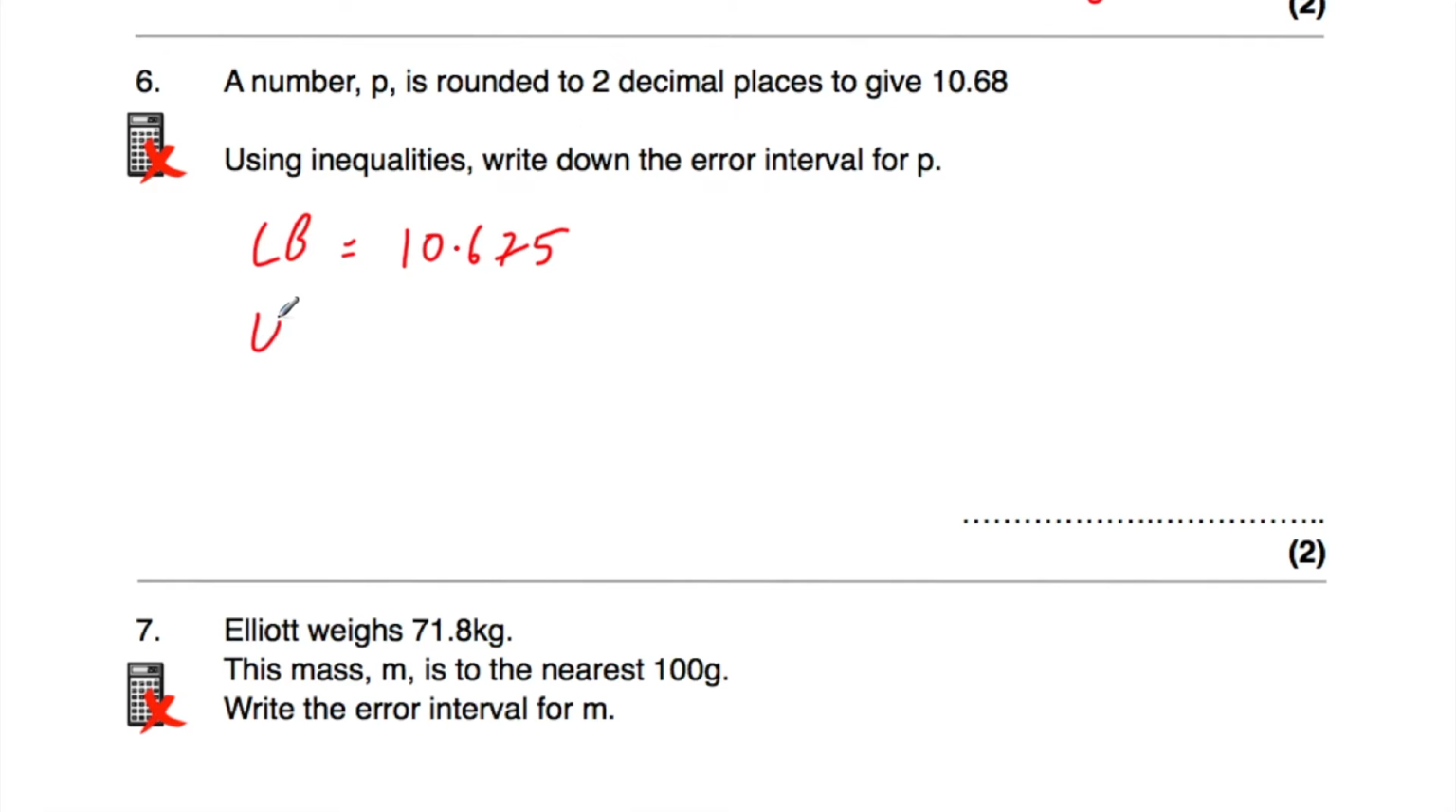Now, in terms of our upper bound, let's consider the numbers above 10.68 that would round down to 10.68 to 2 decimal places. The upper boundary would be 10.685, because anything up to, but not including that number, would round to 10.68 to 2 decimal places. So now let's write our error interval. P is going to be any number that is bigger than or equal to 10.675, but less than, up to but not including, 10.685. And that's it.